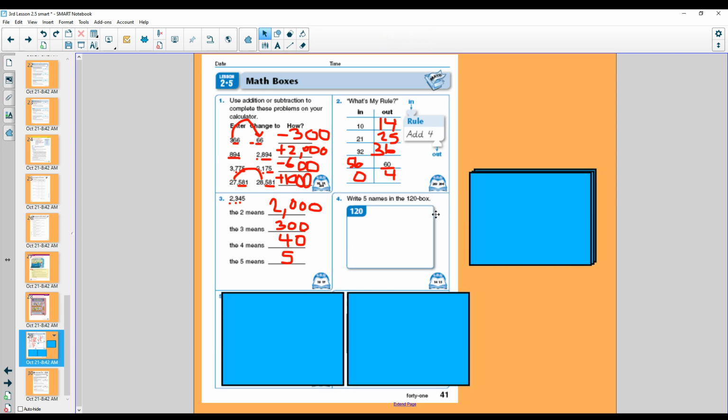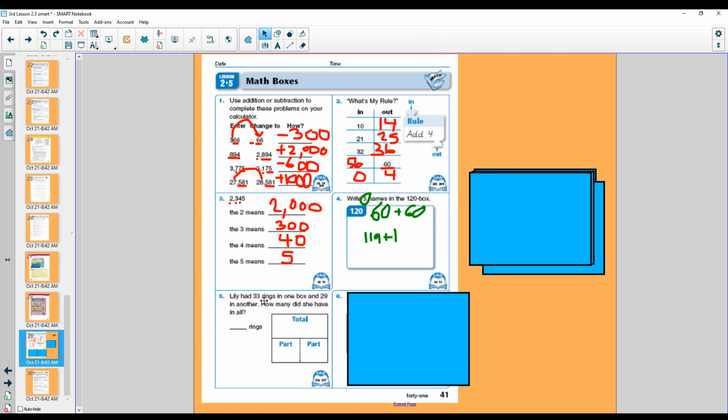Here, you need to write 5 names for 120. So there's a lot of things you could do here. You could do, I don't know, 60 plus 60. You could write the words 120. You could take 119 plus 1. Make sure you have 5 names and just have somebody look that one over.